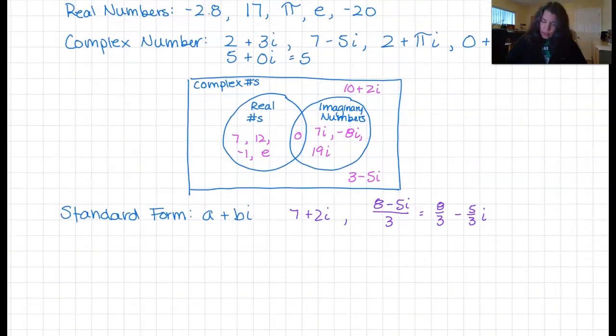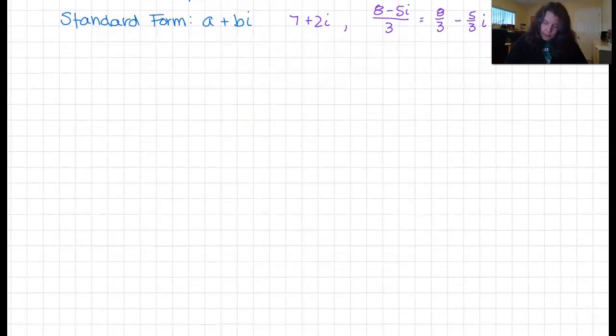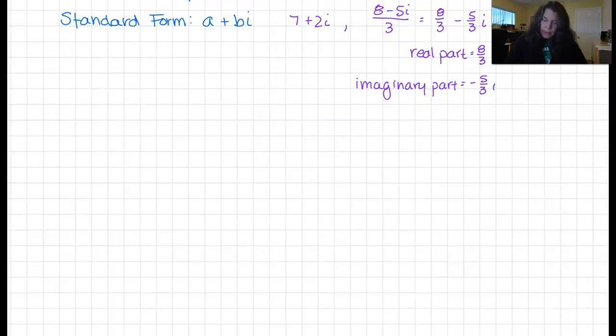I'm just going to go ahead and scroll it up. But the real part, because we talk about real part and imaginary part all the time, the real part is 8 thirds, and then the imaginary part is negative 5 thirds i. So it's standard that we write them like that, where you have the real part, and then you have the imaginary part. Anyway, I just wanted to get that out of the way. Okay, so that's what a complex number is.